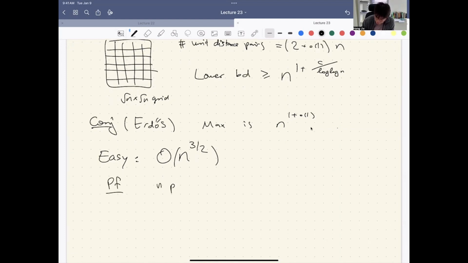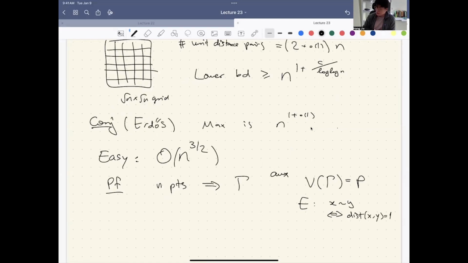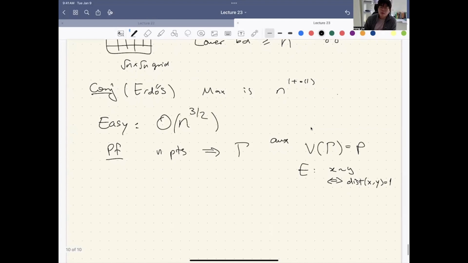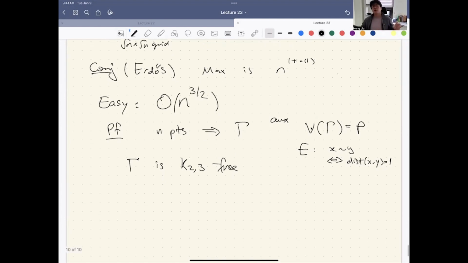We have n points. You build an auxiliary graph Gamma, where the vertex set is the points, and the edge set: two points form an edge if their distance is a unit distance apart. Okay? And the key observation is that Gamma is K_{2,3}-free. What does K_{2,3} mean? Let's see why this is true. This is basically that two circles in the plane can only intersect at 2 points.